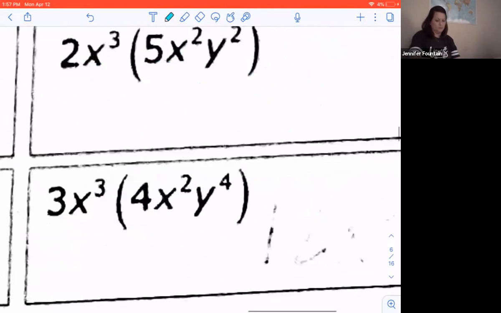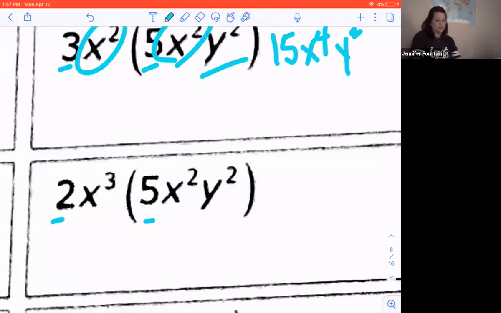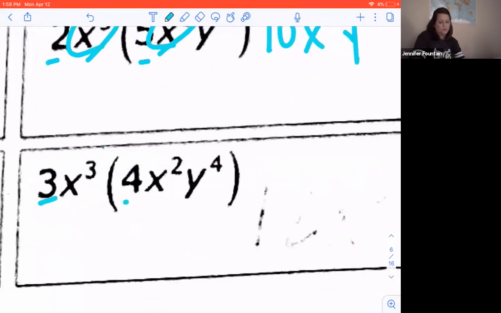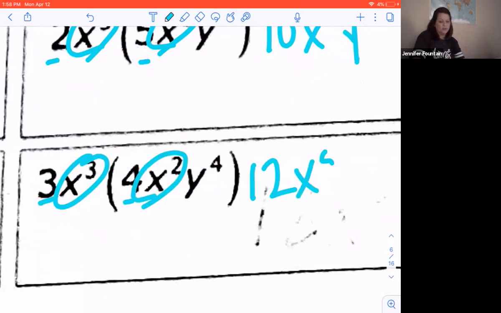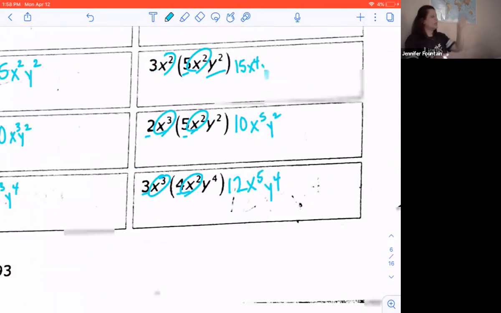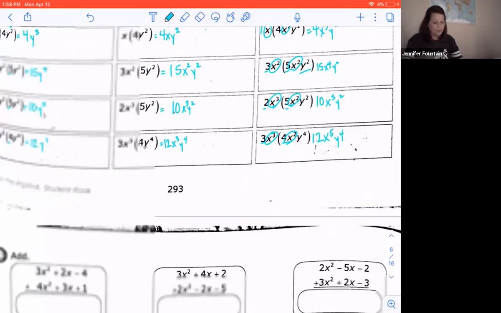Lastly, nope, not quite, almost. 2 times 5 is 10. X cubed, x squared, or x to the third, x to the second, is going to be x to the fifth, y squared. 3 times 4 is 12. X to the third times x squared is x to the fifth, y to the fourth. Okay, so all we're doing is multiplying the numbers together, then multiply the variables by adding the exponents, but only the ones that have the same can be added together.